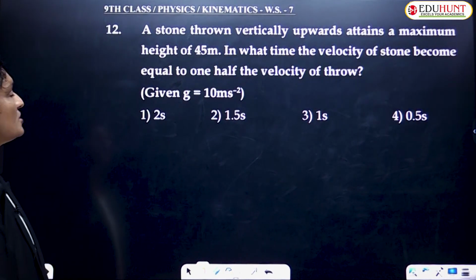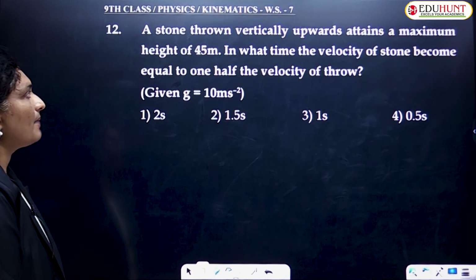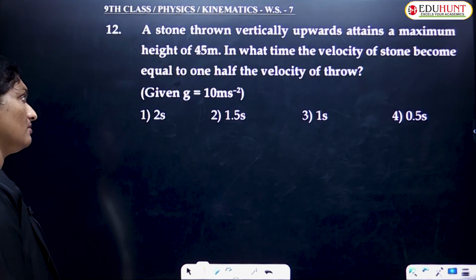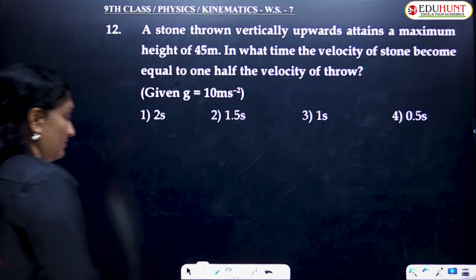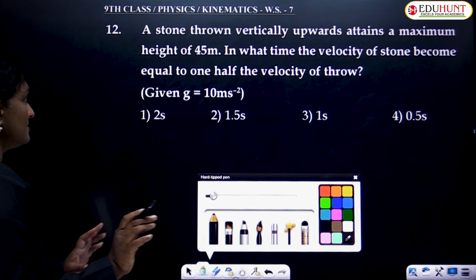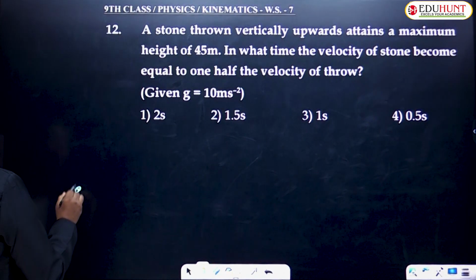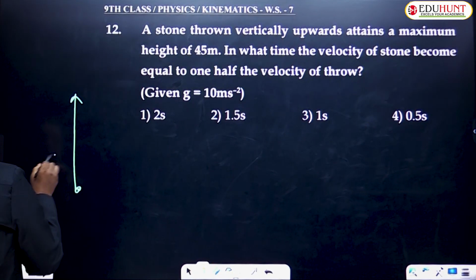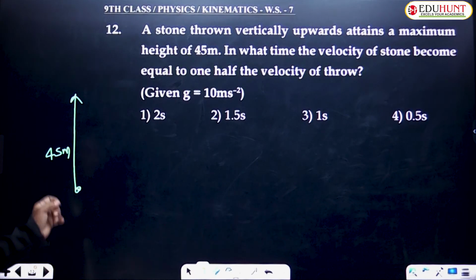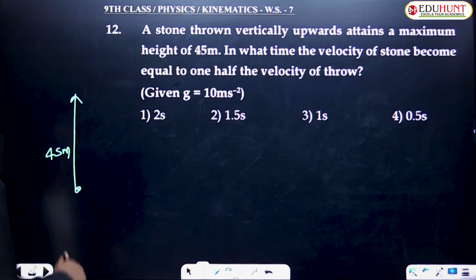Well, moving to the next question, 12th question. A stone thrown vertically upwards attains a maximum height of 45 meters. In what time the velocity of stone becomes equal to 1/2 of the velocity of the throw? So, let us consider a diagram for this to make you better understand. A stone is thrown vertically upwards and it attains a height of 45 meters. In what time the velocity of the stone becomes equal to 1/2 the velocity of the throw?